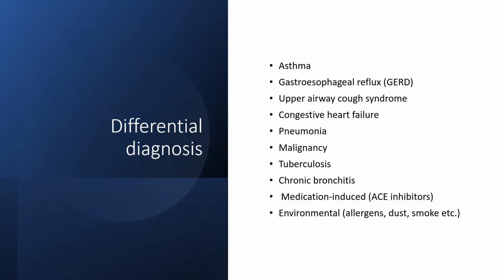In the exam, it is best to have a minimum of 5 differentials in mind, as you will begin to rule out as you continue to question and get more information from your standardized patient. Some common differentials for chronic cough include asthma, gastroesophageal reflux disease, upper airway cough syndrome or postnasal drip, congestive heart failure, pneumonia, malignancy, tuberculosis, chronic bronchitis, medication-induced cough, environmental causes.